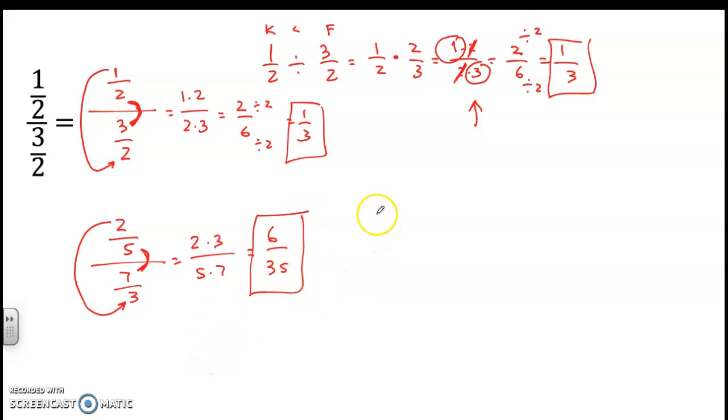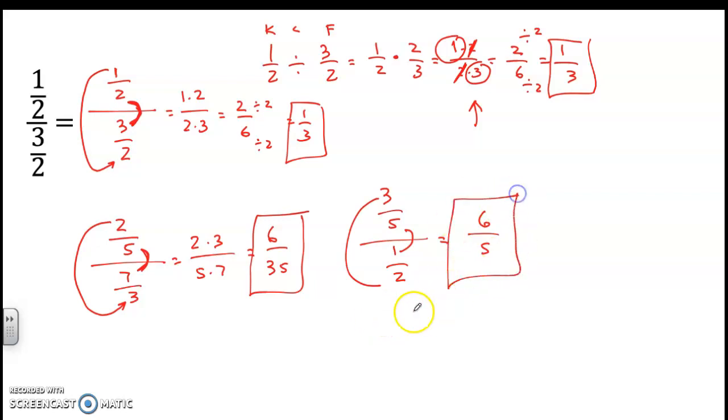One more. 3/5 divided by, I don't know, 1/2. Same idea. 3 times 2. If you don't want to write it down, let's not write it down. 3 times 2 is 6. The middle values, 5 times 1 is 5. Can I reduce? Final answer. So as you go, you're going to start making shortcuts, working faster, as you learn the process.